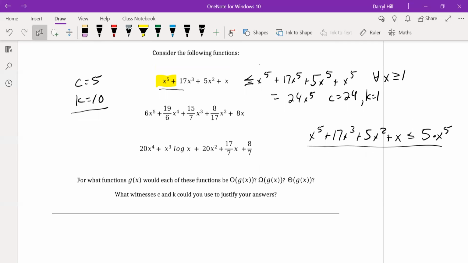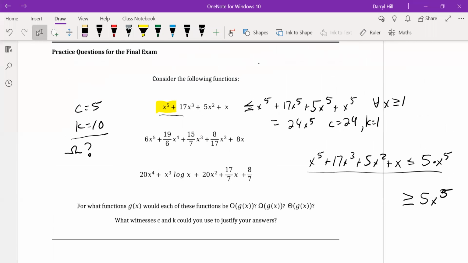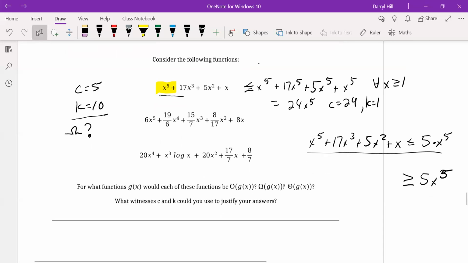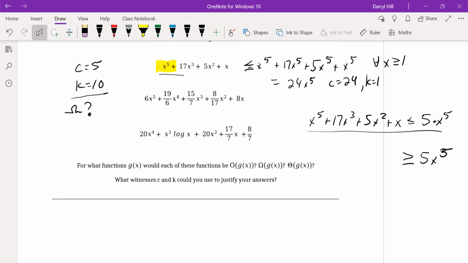Similar for big omega, except in that case, I would ask, is it greater than? So does this work for big omega? Does c equal to 5 work for big omega? Do you remember how we know? It's because the coefficient of the first term is less than 5, so it can't be 5 for big omega. And for big O, if my constant is less than the coefficient of the largest term, then that will never work either.